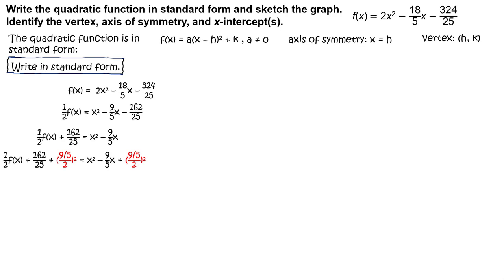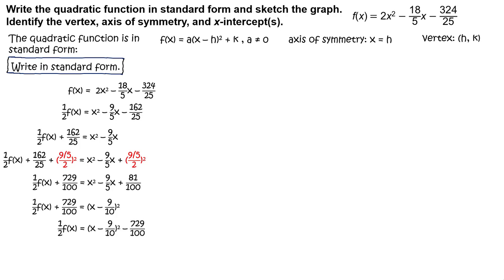Add (9/5 divided by 2)² to each side of the equation. Simplify to get 1/2 f(x) + 729/100 = x² − 9/5 x + 81/100. Factor the expression on the right side of the equation as (x − 9/10)(x − 9/10), or (x − 9/10)².